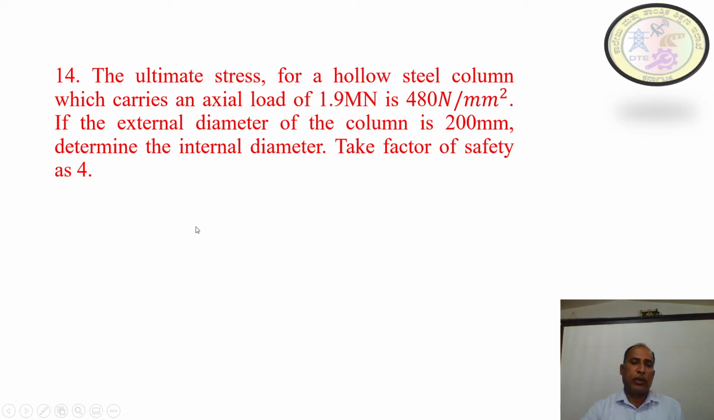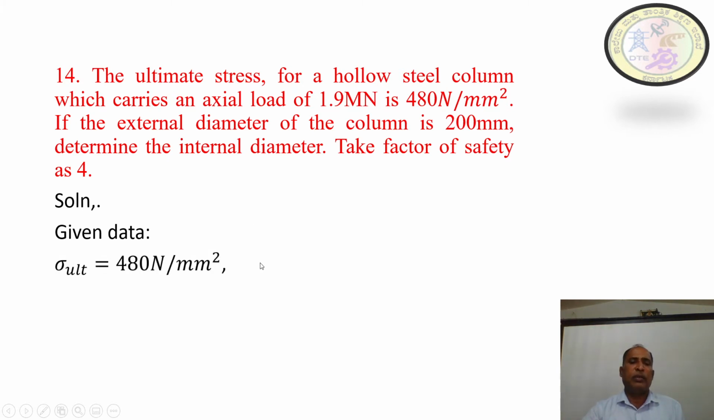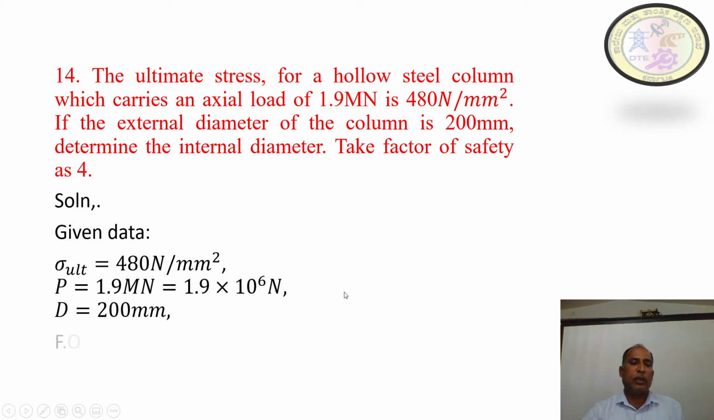So therefore, first write down the given data. The ultimate stress sigma ultimate is 480 Newton per mm square, and load P is 1.9 meganewton, that is equal to 1.9 into 10 raised to 6 Newton, as 1 meganewton is equal to 10 to the power of 6 Newton, and external diameter is 200 mm, and factor of safety is given 4.